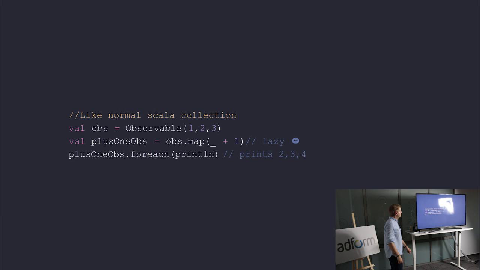Okay, so let's look at some use cases of observable. First, it can be used like a normal collection, like a list or something. You can do a map on it, but it's lazy. So the computation doesn't start unless you call foreach or runOnComplete, the same as in Task. You need to run an observable for it to start streaming.